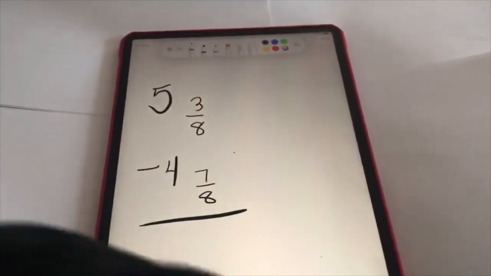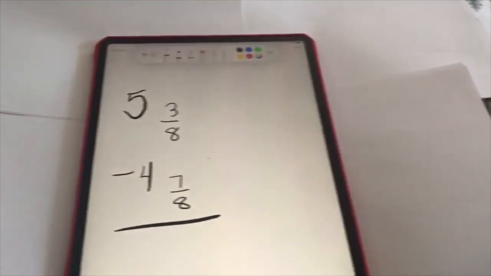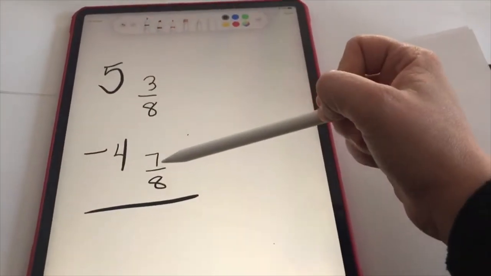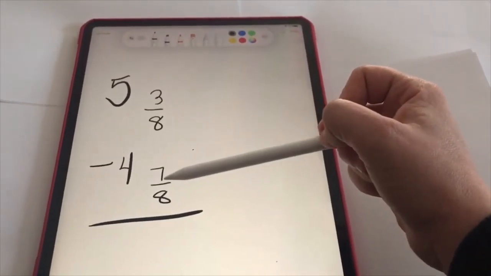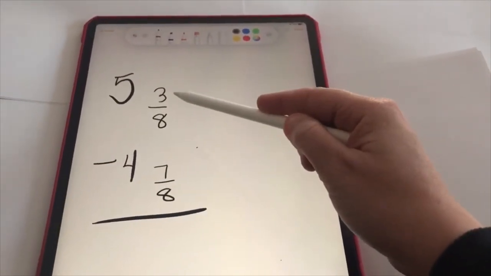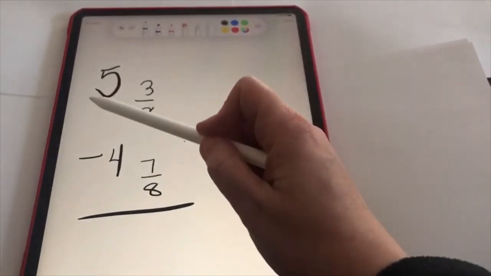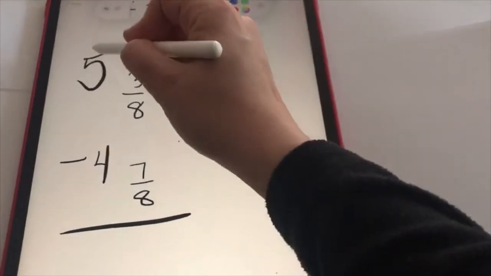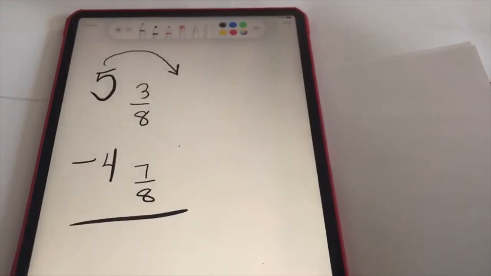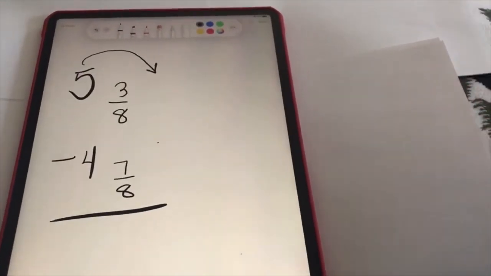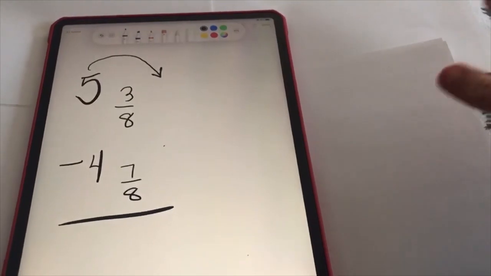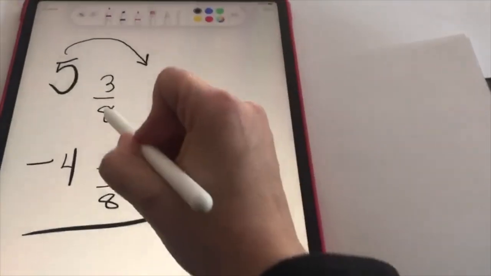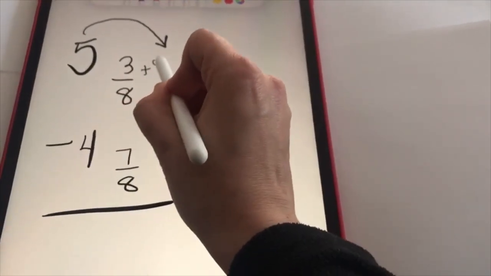Okay, so hopefully you have solved 5 3/8 minus 4 7/8. First thing we ask ourselves: is this fraction here greater than this one? It is. So that tells me that I need to borrow from this 5. I'm going to borrow a whole, I'm going to take out a whole, just like you guys did yesterday with your practice. You renamed this number. By taking out a whole, I know I'm dealing with eighths here, so I'm going to rename that whole as 8/8.